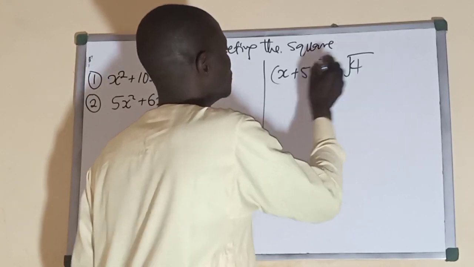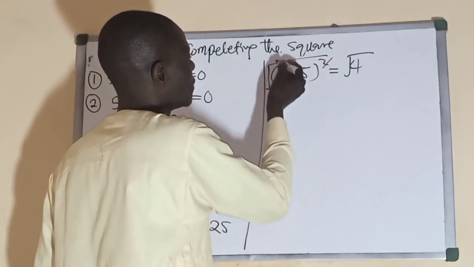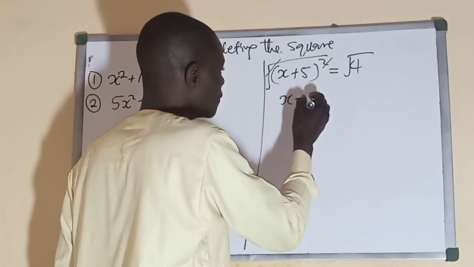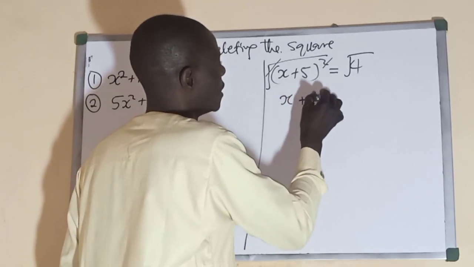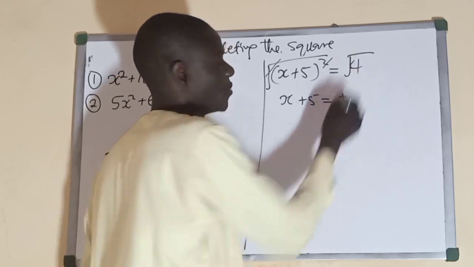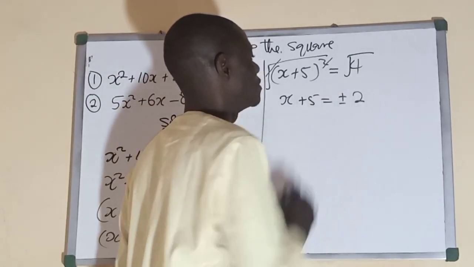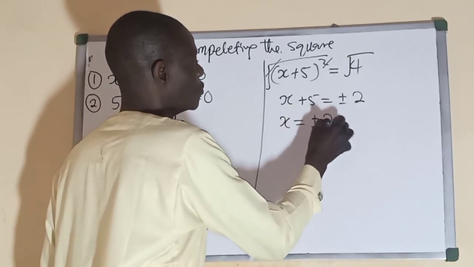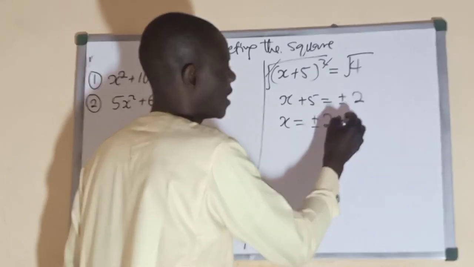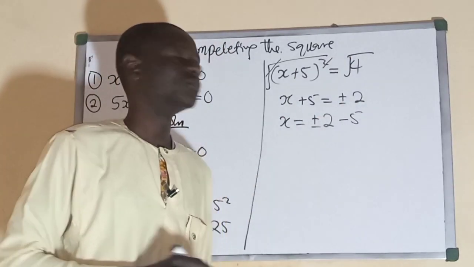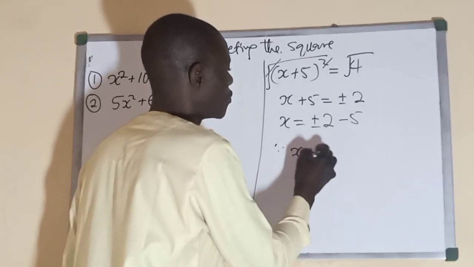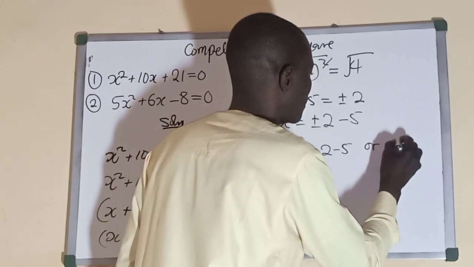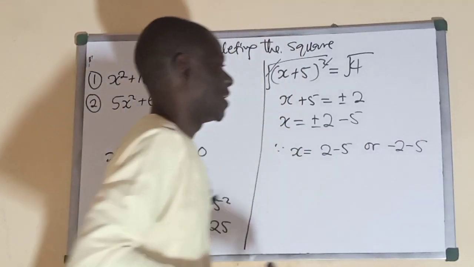The next thing is to take the square root of both sides. So the square cancels the square root. We have x plus 5 is equal to plus or minus the square root of 4, which is 2. Very simple. So from here we have x plus 5 equals plus or minus 2. The 5 goes to the other side as minus 5. Therefore, x is equal to 2 minus 5 or minus 2 minus 5. I hope we are following.